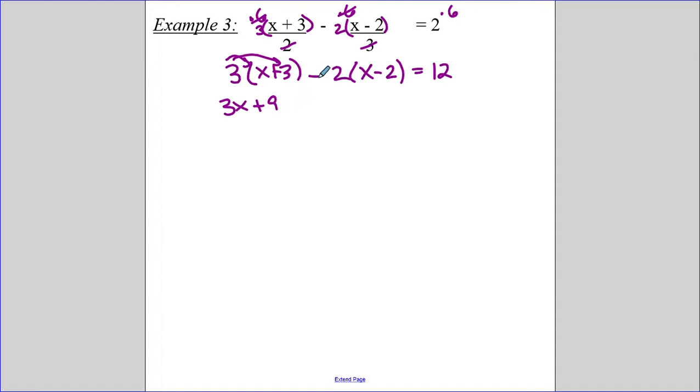Now notice this is a negative 2, so I've got negative 2x plus 4, negative 2 times negative 2, and that equals 12. Simplifying this, 3x minus 2x gives me just an x, plus 13 equals 12. After that, I'm going to subtract 13 on both sides to move it over to the other side. So 13 minus 13 is 0, and I have x is equal to 12 minus 13, which is negative 1.